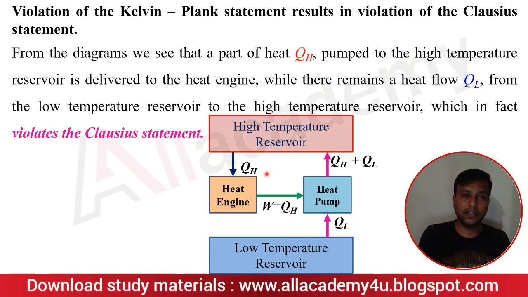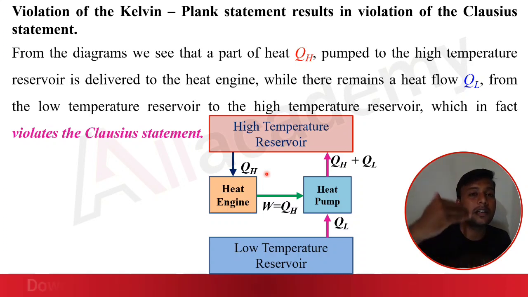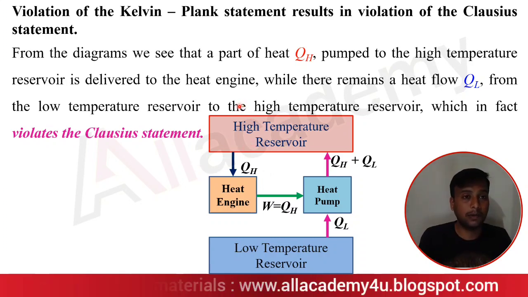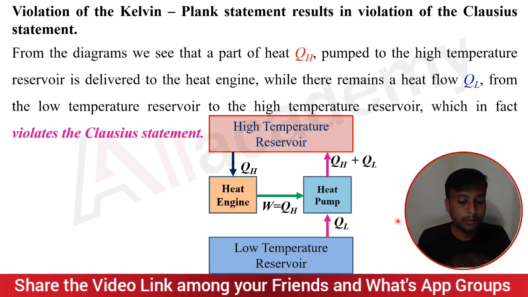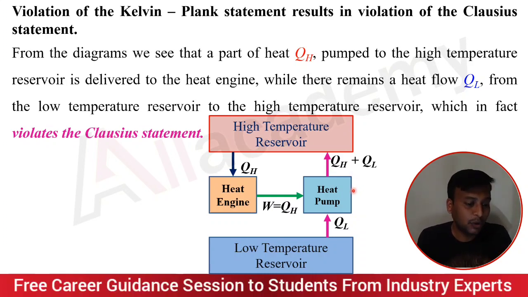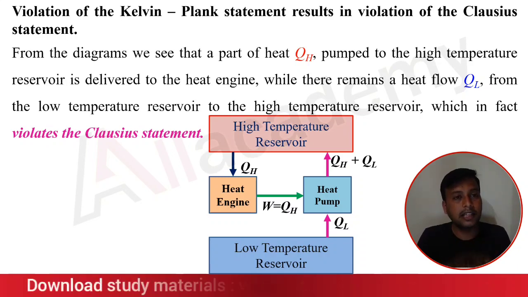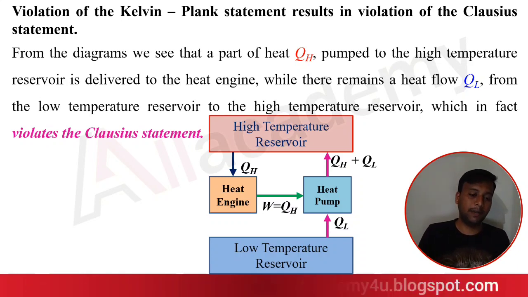What the Clausius statement says is that it is impossible to construct a heat engine working in a cycle whose sole effect is to transmit energy in the form of heat from a lower temperature reservoir to a higher temperature reservoir. It says it is impossible, but in this demonstration it is possible, so it violates the second law of thermodynamics, the Clausius statement. This shows that the violation of the Kelvin statement results in the violation of the Clausius statement.